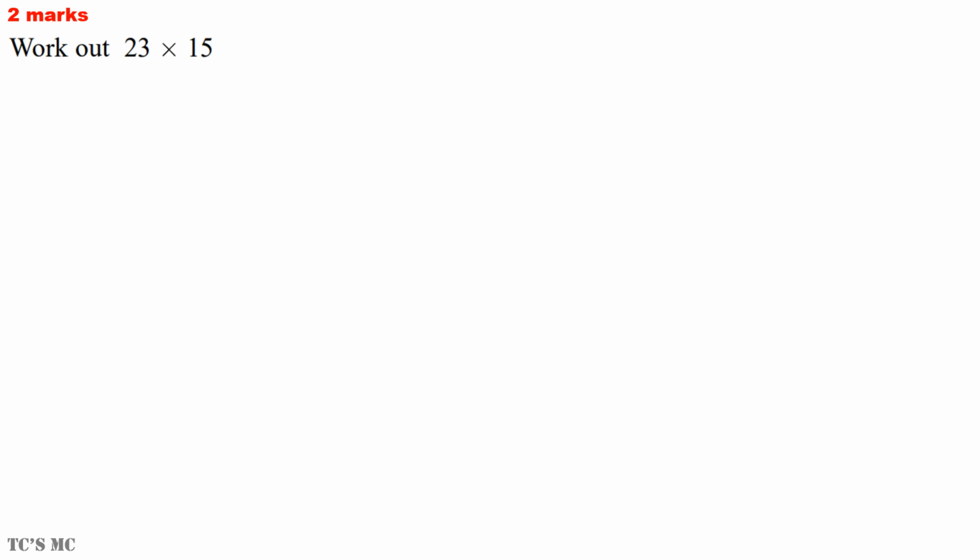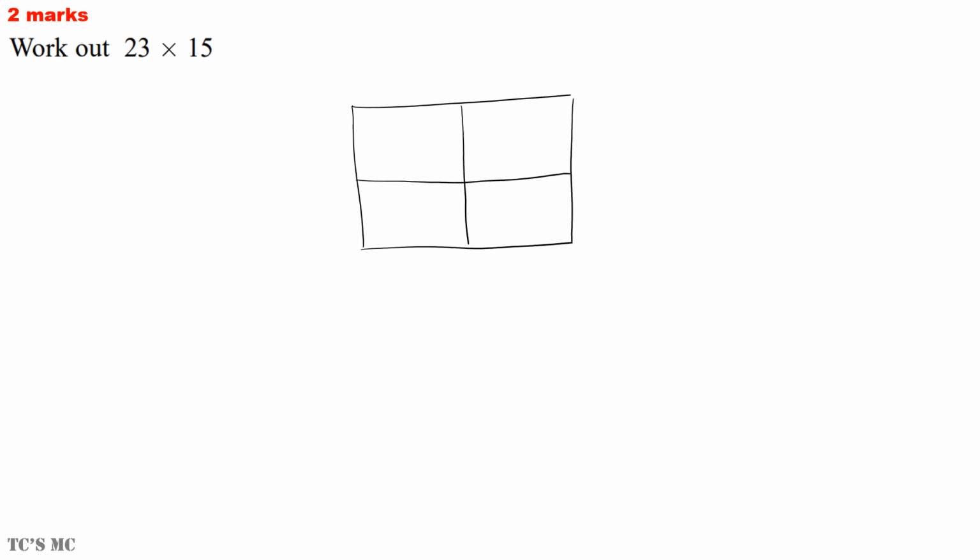Work out 23 multiplied by 15. This is a non-calculator paper, so they are looking for a written method. I like to use the lattice method, also called gelosia, also called the Chinese method. This is a 2-digit number multiplied by a 2-digit number, so we need a 2 by 2 grid. Each box needs to be cut in half diagonally.